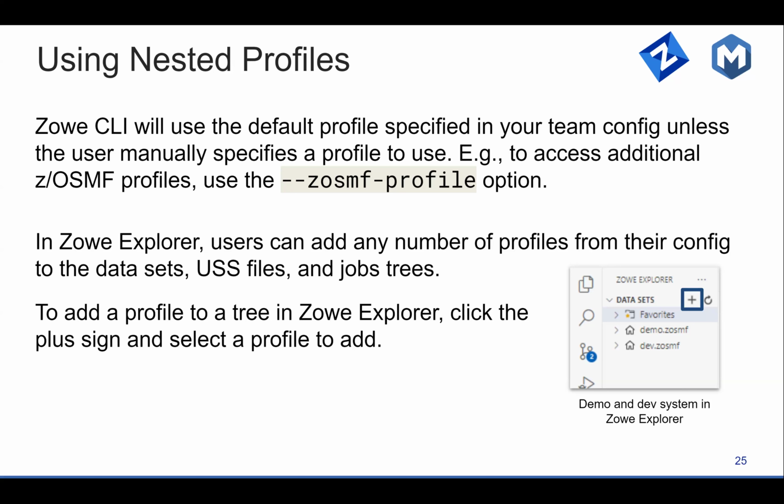In Zowe Explorer, however, it's a bit nicer, I think. Users can add any number of profiles from their config to the datasets, USS files, and jobs trees. As you can see on the right, I can see both zosmf profiles in one window in Zowe Explorer, which is fantastic. And to add a profile to a tree in Zowe Explorer, you click on the plus sign above one of the trees, and you'll be presented with a drop-down list that shows the available profiles from your team config.